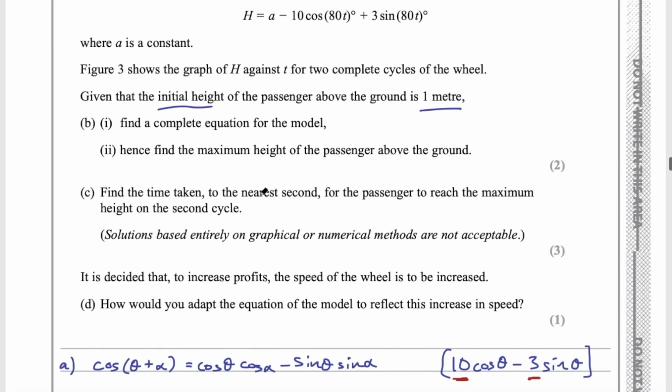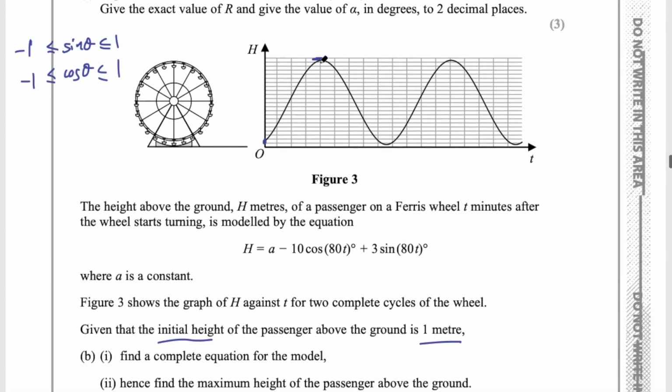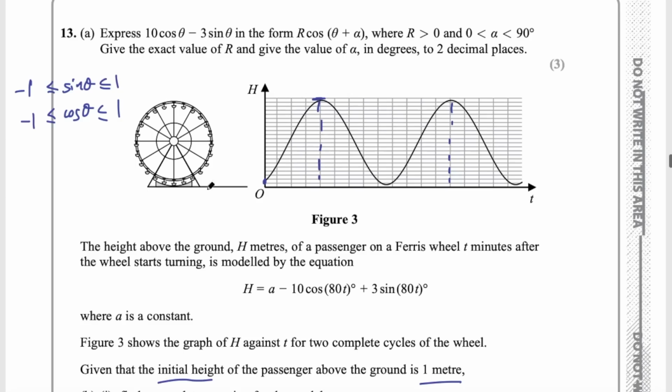Part C says find the time taken to the nearest second for the passenger to reach the maximum height on the second cycle. Right, so we've got the first one here. That was the first cycle. Here's the second cycle. Now, when does the cosine function equal -1? If you think about the unit circle, we have the cosine equal to -1 at 180 degrees. So over here, at 0 it equals 1, at 180 degrees it equals -1.